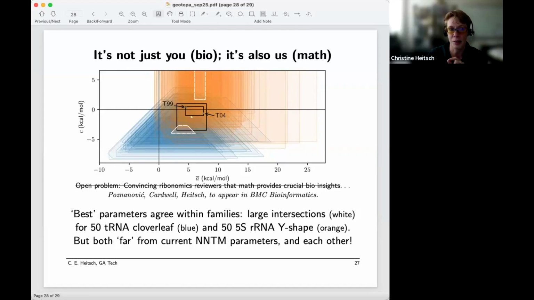But within a family, it is easy to find a set of parameters that work well across the whole family. But it's basically impossible to find a set of branching parameters that work well between the two families, because not only are this white rectangle and white trapezoid far from each other, the intersection between tRNA and 5S is this little white blip here, but they're also far from the standard parameters.